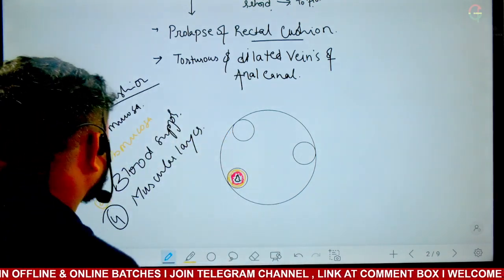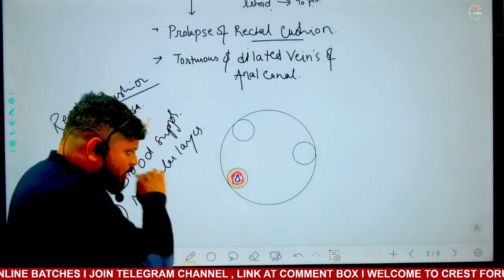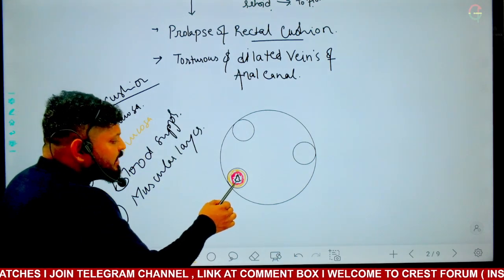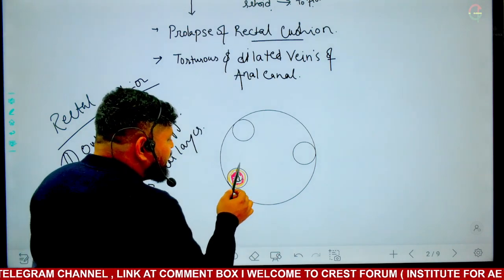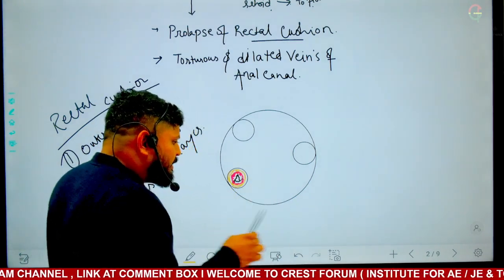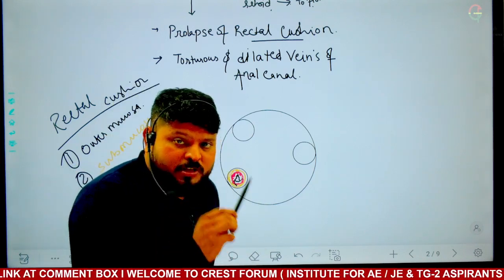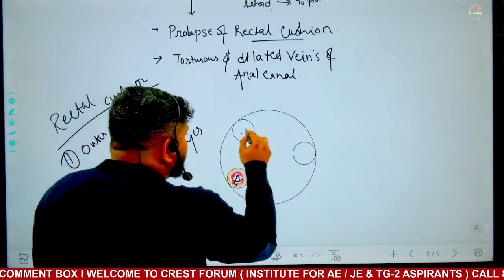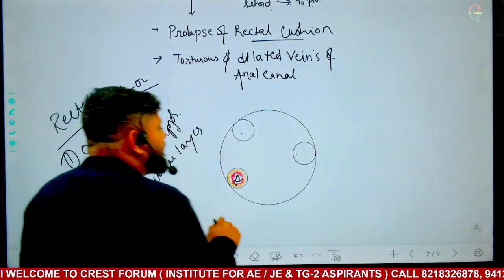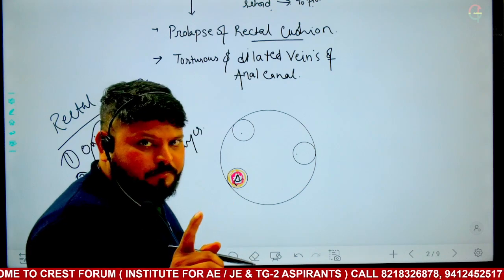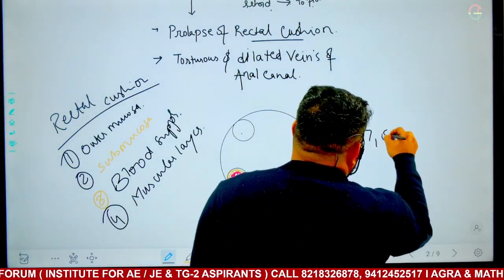Okay, are you getting? When there is a prolapse of a mucosa, what is it intact with? It is intact with submucosa and the muscular layer. When there is a prolapse of mucosal layer at 3, 7 and 11 o'clock, it is called hemorrhoids.